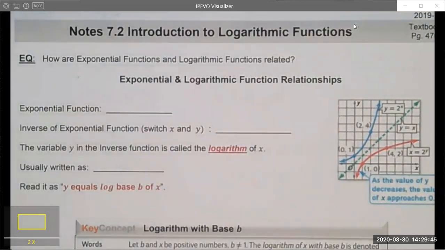Okay, welcome to 7.2, Introduction to Logarithmic Functions.